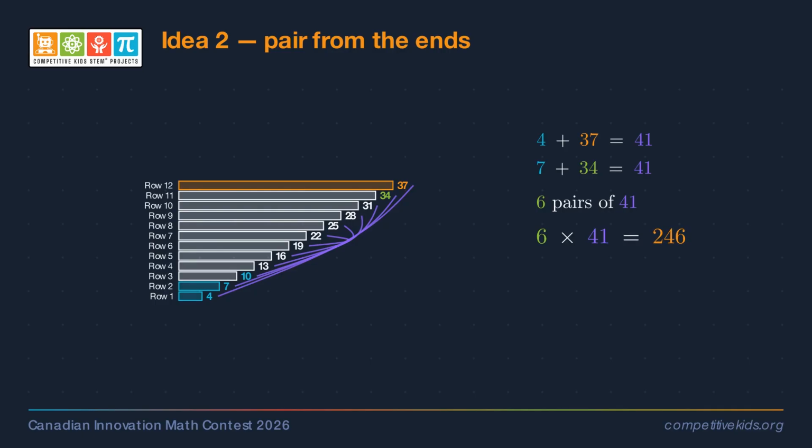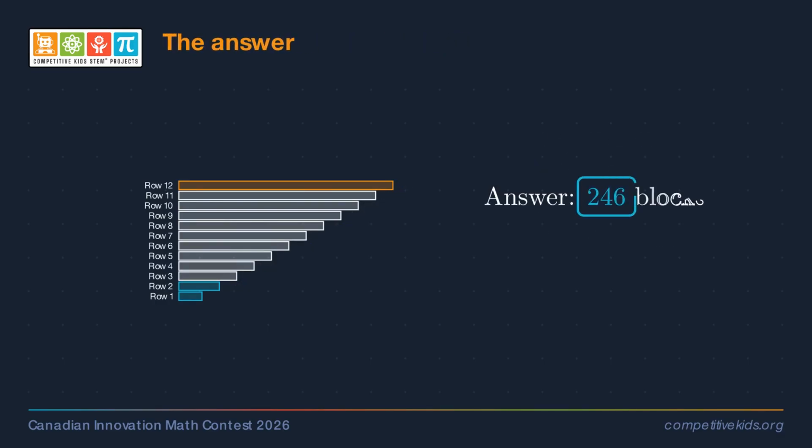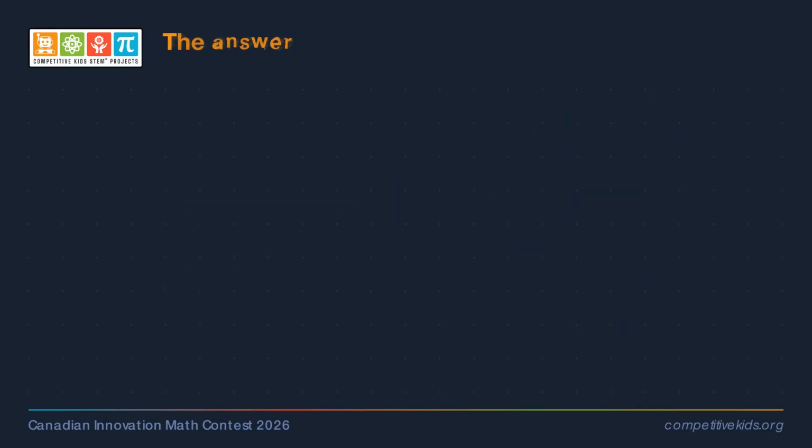6 times 41 equals 246. The tower has 246 blocks in total. This is the Gauss pairing rule.